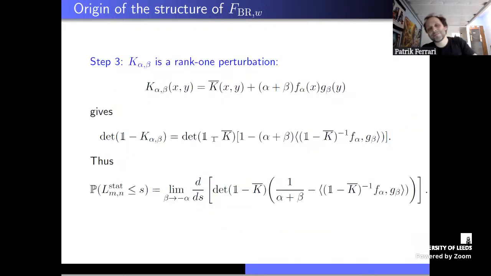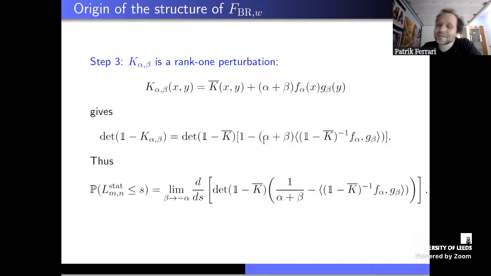So the next step is that K itself can be written as the kernel without the boundary condition plus alpha plus beta times a function of x times a function of y. So this is a rank 1 operator. This is just a full rank. So using this, you can write the Fredholm determinant as the determinant of 1 minus K bar times this quantity. This is done.